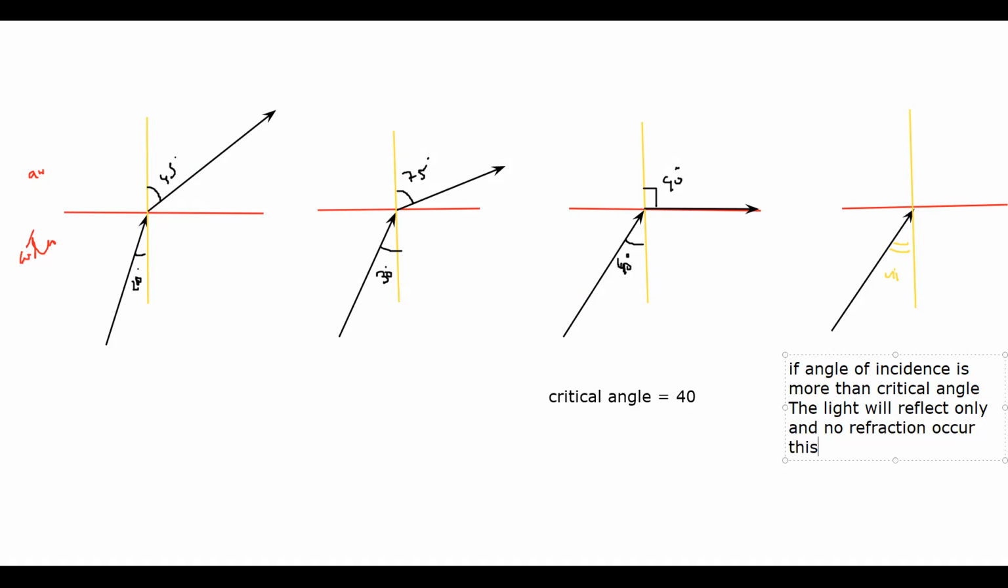The light will come back. This is known as total internal reflection. So if I increase the angle more than the critical angle, because at critical angle it was traveling at 90 degrees, instead of the light going out, it will return, bouncing back in the same medium with the same angle of incidence. And this phenomenon is known as total internal reflection.